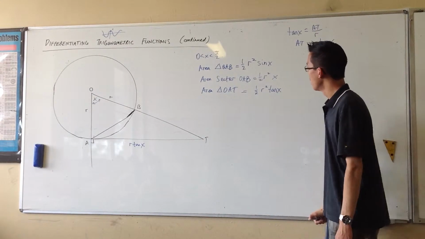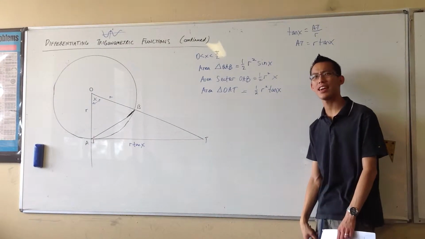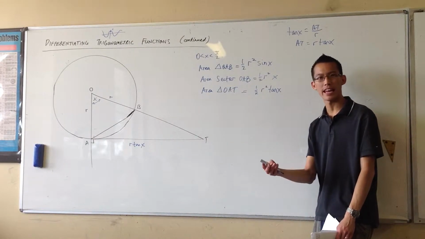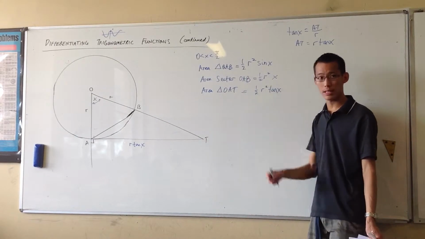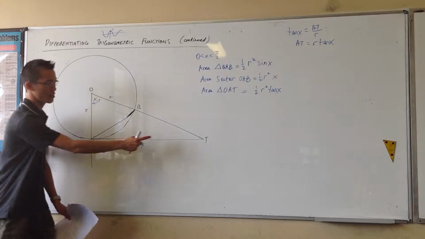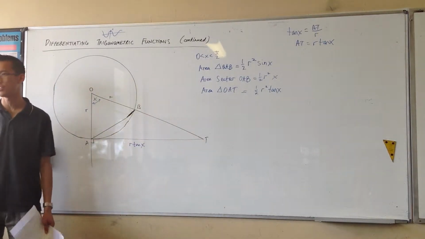Is that okay? Alright, now can you see why I brought out this result? And think about it in connection with what I'm trying to prove. Have a look at these three shapes. Number one, the small triangle. Number two, the sector. Number three, this bigger triangle that forms off the tangent.